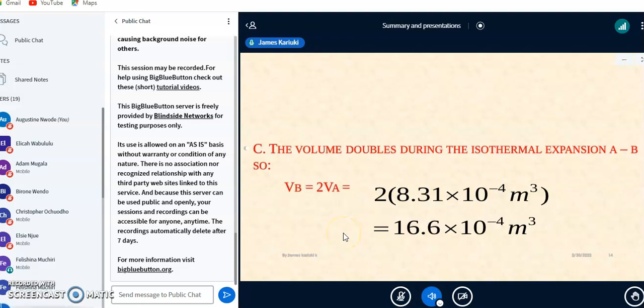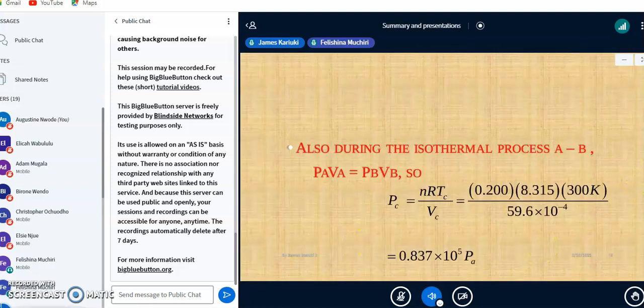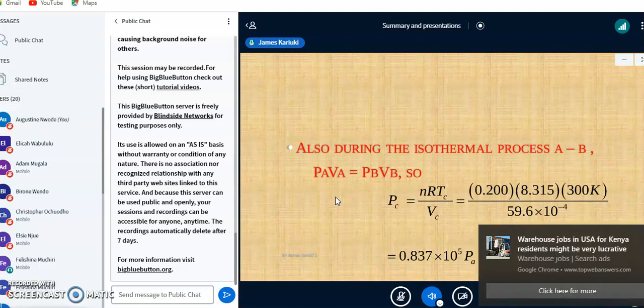By VA, the volume we are supposed to do in the isothermal expansion, that is from process A to B. So this is the volume of the isothermal expansion between A and B. Then from there, we have also, during the isothermal process from A to B, the pressure. This is how we are going to calculate the pressure of that process.